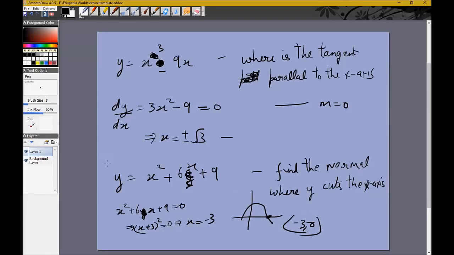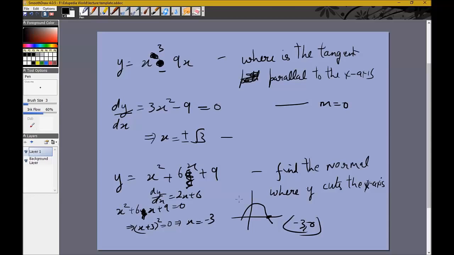Now that you have the point, you can get dy by dx, which will be 2x plus 6, and then you can get the value of dy by dx at a particular point, and then you can find the slope and the normal. Right? So dy by dx is 2x plus 6. From that you can find the normal and so on. So these are different ways in which you can be asked to find either the equation of the tangent or the slope of the tangent, or the equation of the normal or the slope of the normal at a particular point.